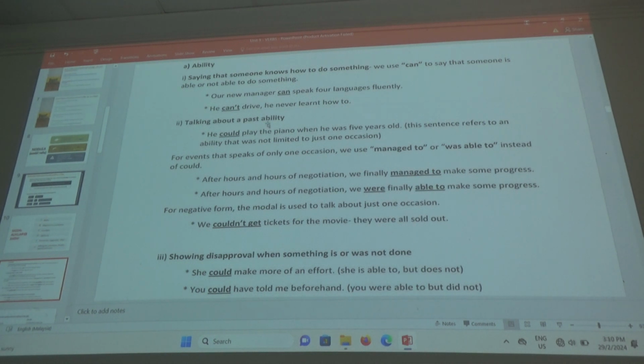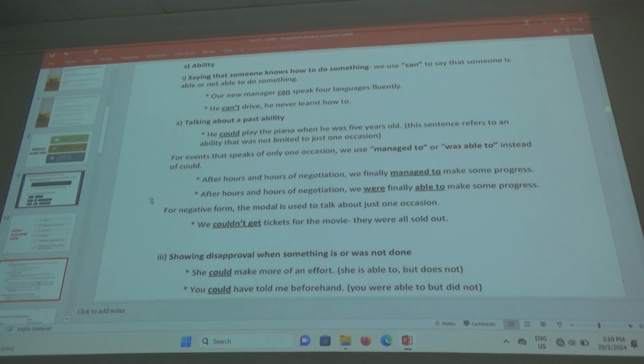Right. Talking about a past ability. He could. Can now becomes could. That means it's past. Alright? He could play the piano when he was 5 years old. This actually refers to an ability that was not limited to just one occasion. But after that, for 10 years he never practiced. Now he couldn't play the piano. Okay?